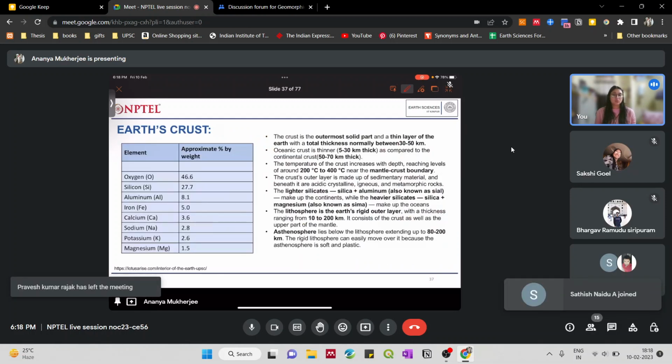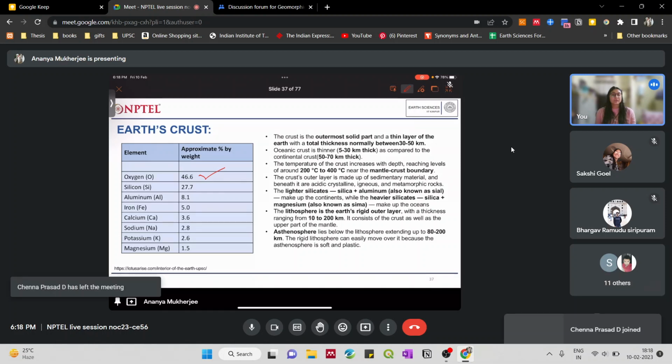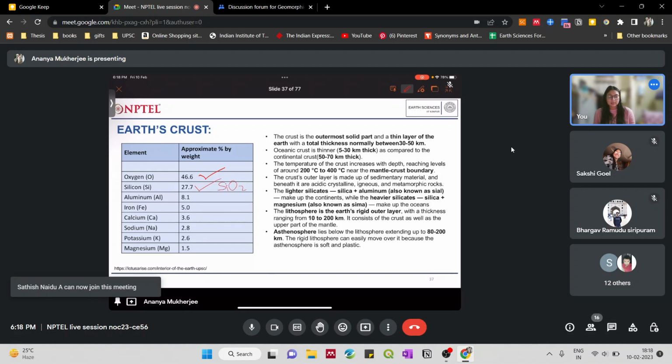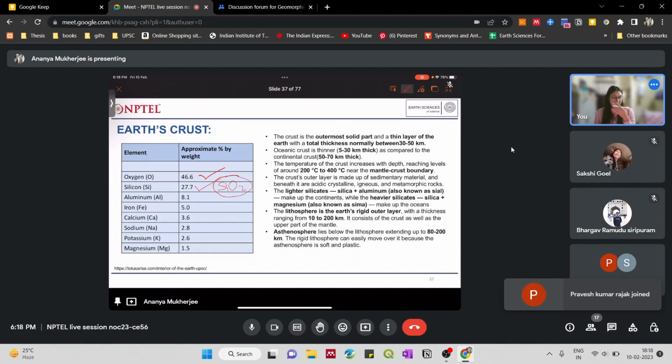So next we move to the Earth's crust. In detail, you can see even over here that oxygen is the most abundant, and then you can see the silicon, the silica for that matter. Silica is SiO2. This is one of the most abundant oxides present on the Earth's crust, and the elements that you can see are oxygen and silicon.